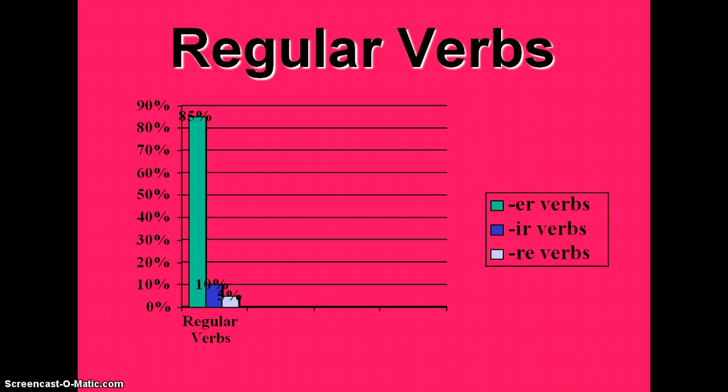I just want to make sure you understand that in French, ER verbs are used 85% of the time. Okay, IR verbs only like 10%, and then RE verbs are 5% of the verbs used in French. So this is a little bit of statistics, so you have to make sure you're aware of this.